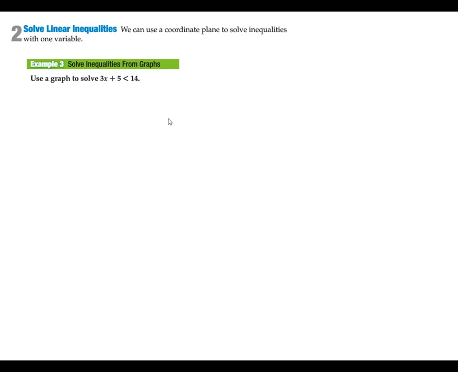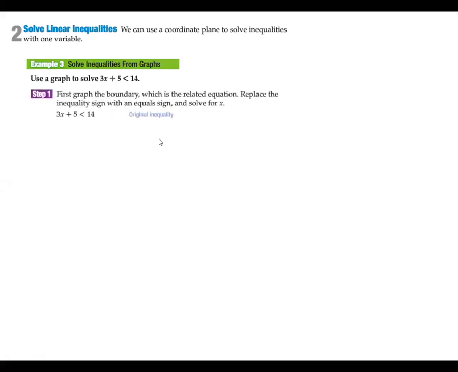Now, you'll know if they want you to use a graph if there's a graph in the problem or they ask you to graph it. If it's just a number line or there's a number line in the problem, do it the number line way. So you have to first solve it for the variable. Solve it as an equal to.